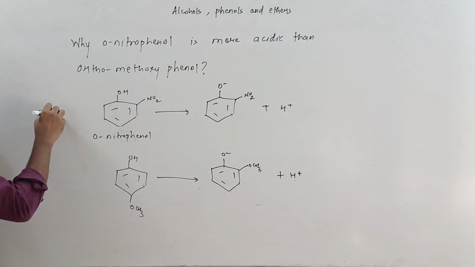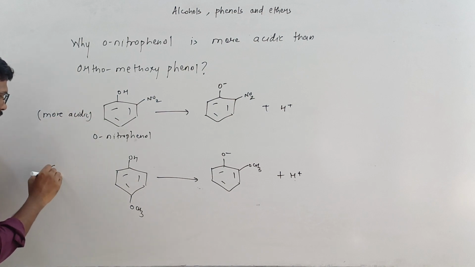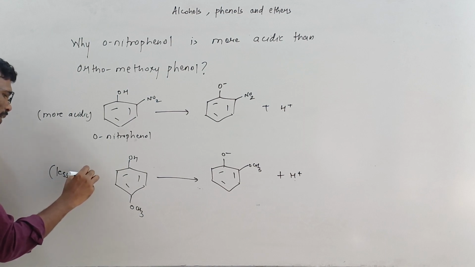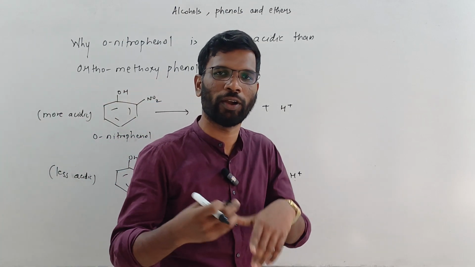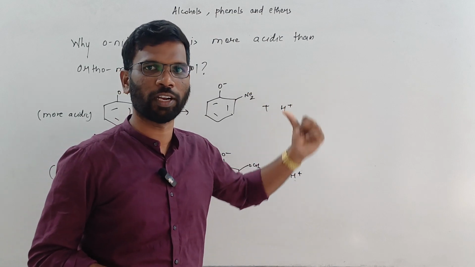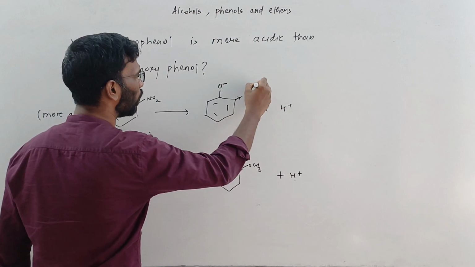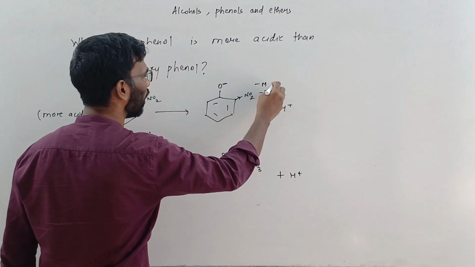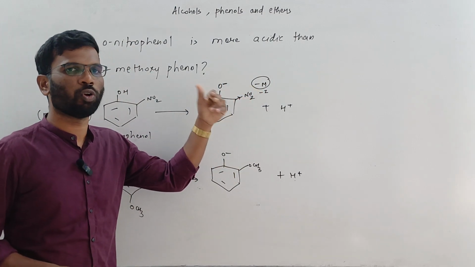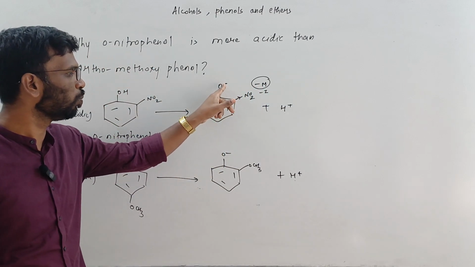Now orthonitrophenol, this is more acidic. They are saying in the question that this is more acidic, meaning this has more acidic strength than this. This is less acidic. Okay, it is about how easily hydrogen can leave. Hydrogen will leave the molecule very easily only if the negative charge which will be formed after leaving is stable. Here this negative charge is there, and what is the effect operating over here? It is minus M and minus I. But minus M is the dominant effect. It is withdrawing the electron density, meaning it is stabilizing this negative charge. So the negative charge is more stable over here.